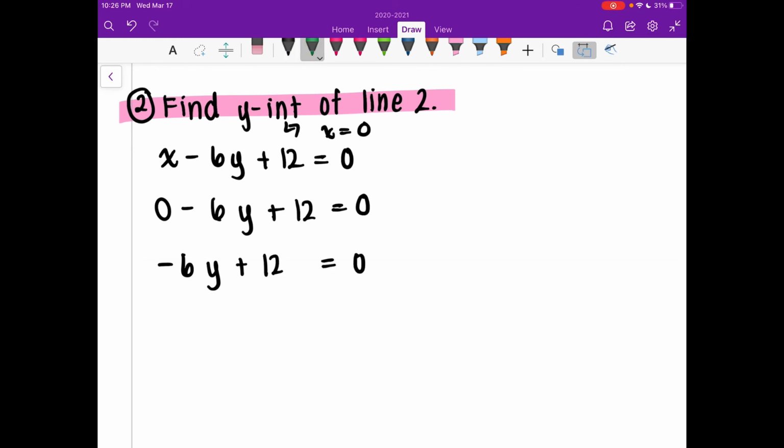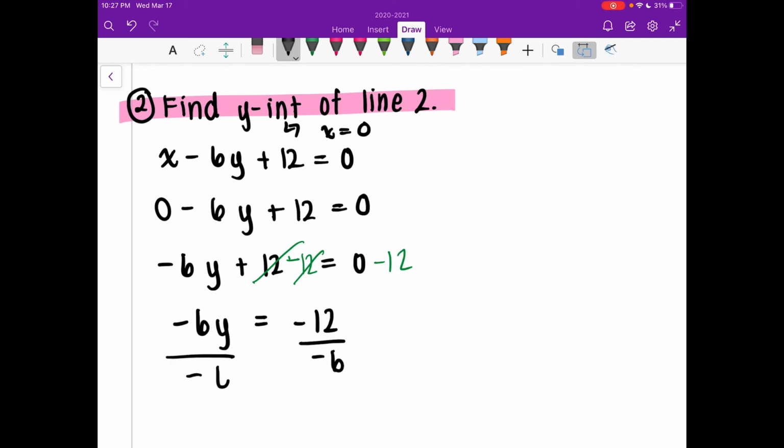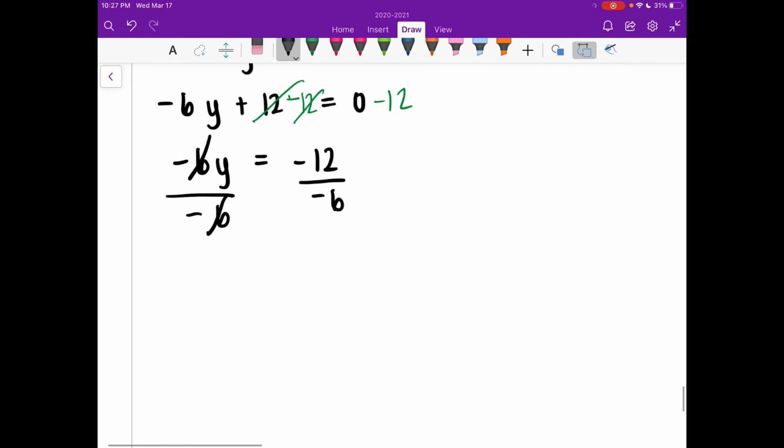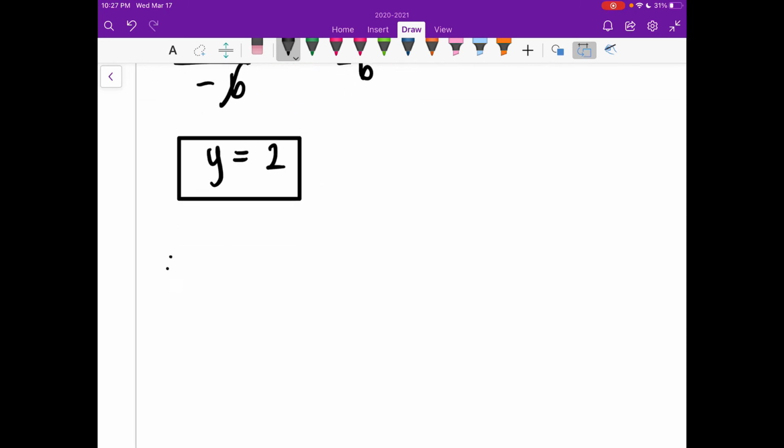I want to get rid of the 12 on that side, so I'm going to subtract 12 from both sides, right? Plus 12 minus 12 cancels out. So I'm left with negative 6y equals 0 minus 12, which is negative 12. Divide by negative 6, divide by negative 6 to cancel these out. And y is negative 12 over negative 6, which is just positive 2, right? So therefore, the second point on this line, the y-intercept of the line, is going to be 0, which is our x, and 2, which is our y, right?